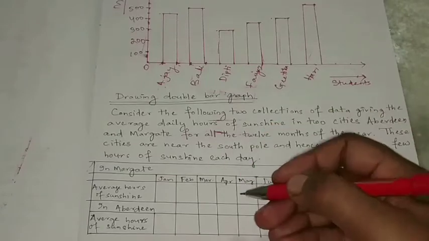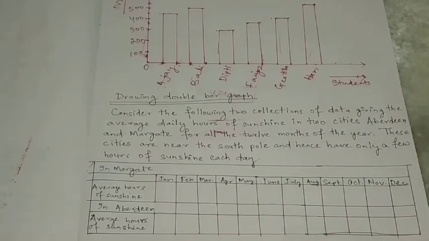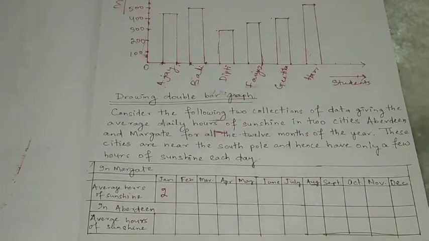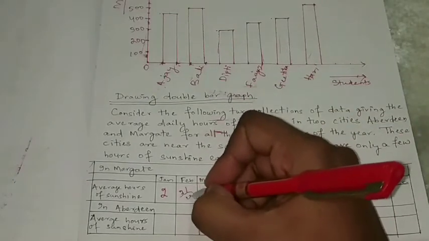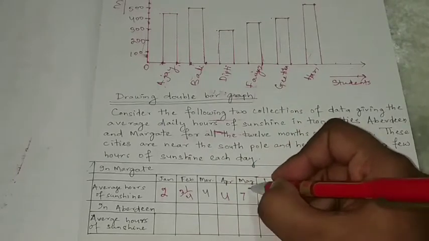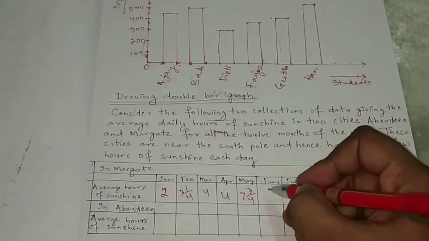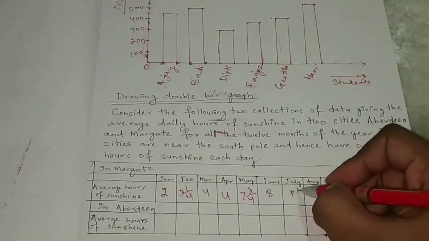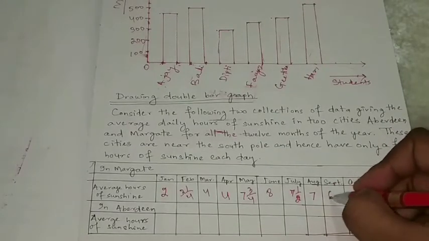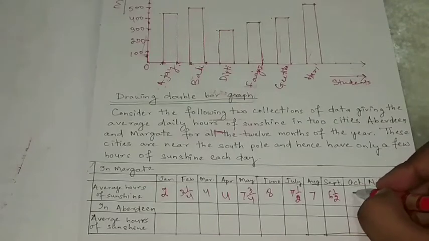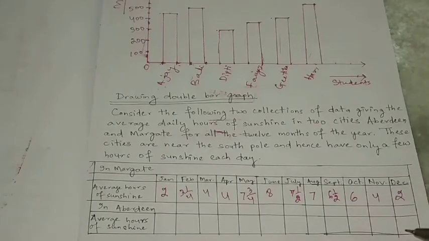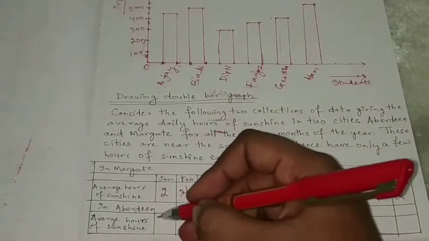Look at Margate, what is given? In Margate, January, that is 2 hours of sunshine. In February, 3 1/4. In March, 4 hours. In April, 4 hours. May, 7 3/4 hours. June, 8 hours. July, 7.5 hours. August, 7 hours. September, 6.5 hours. October, 6 hours. November, 4 hours. December, 2 hours.